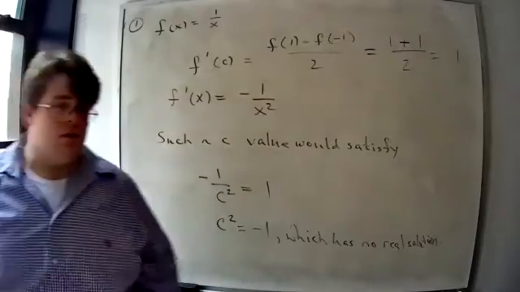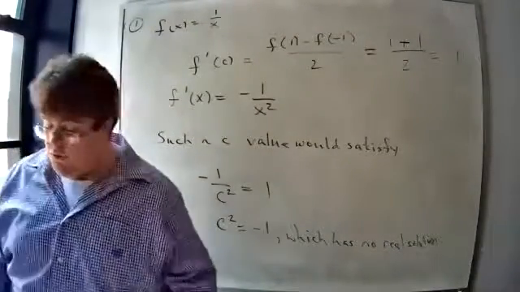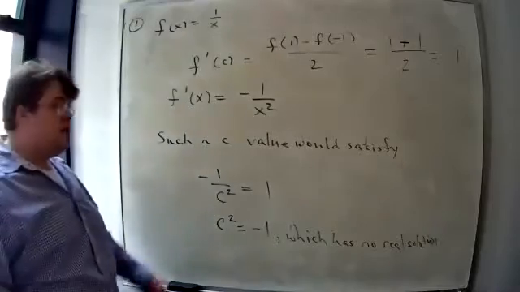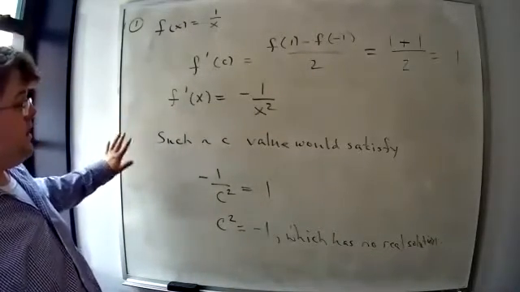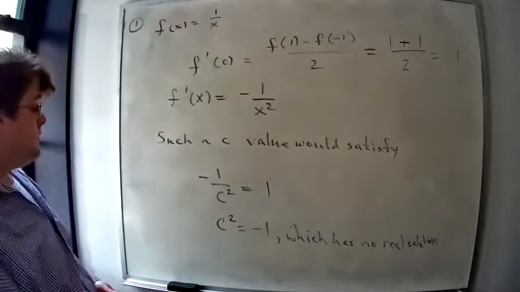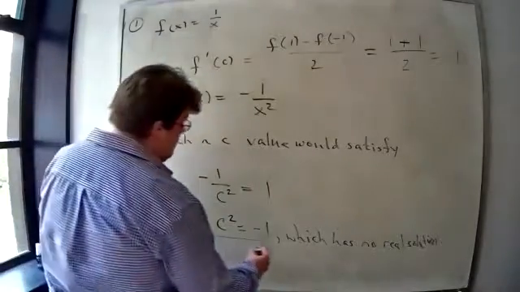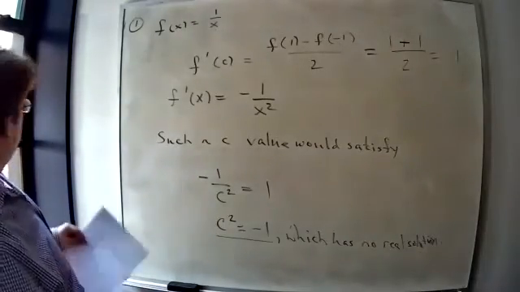Any questions about, well, really number 1 has 2 different things to do. This is the first part. Now, any questions about what we did here? So we needed to show no c value exists. And we arrived at that because we can't solve that for c.